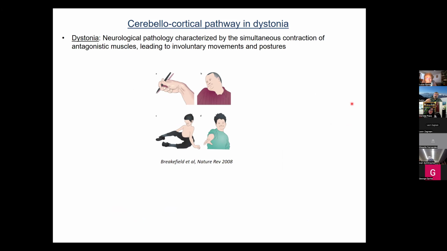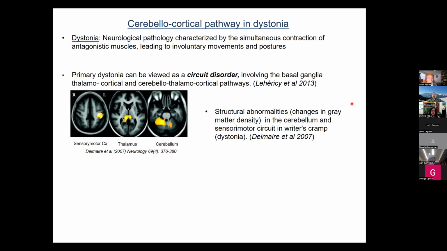Dystonia is a neurological pathology characterized by simultaneous contractions of antagonist muscles. So we have two muscles that normally are activated or inactivated, and they will be co-contracted at the same time, and this leads to involuntary movements and postures. We know that primary dystonia can be viewed as a circuit disorder, involving the basal ganglia and the thalamocortical and cerebellothalamocortical pathways.